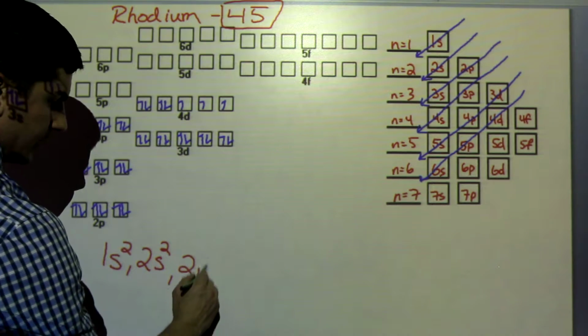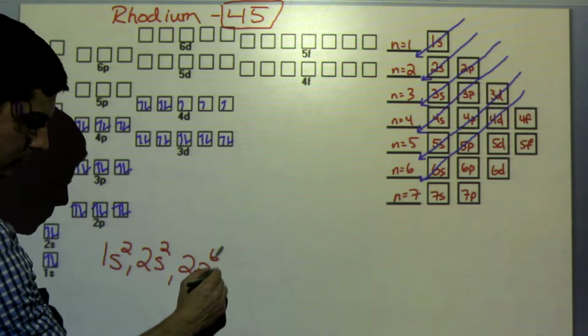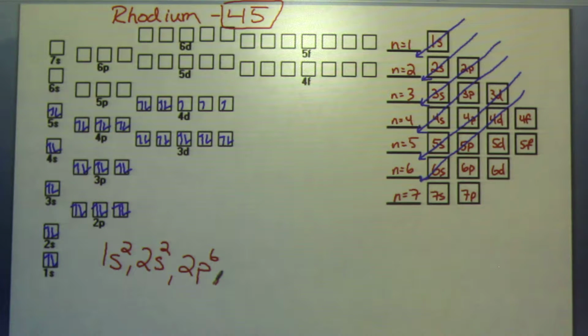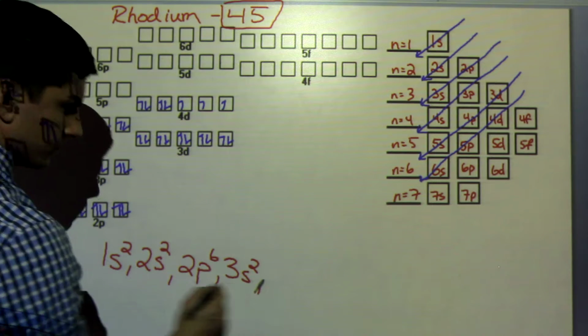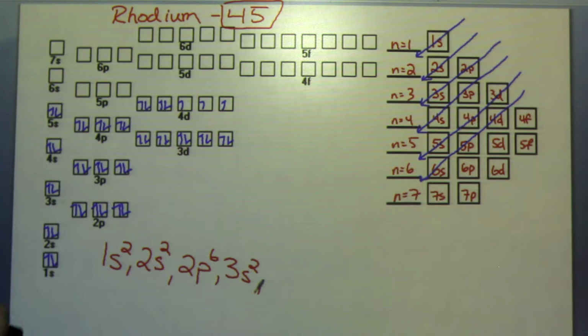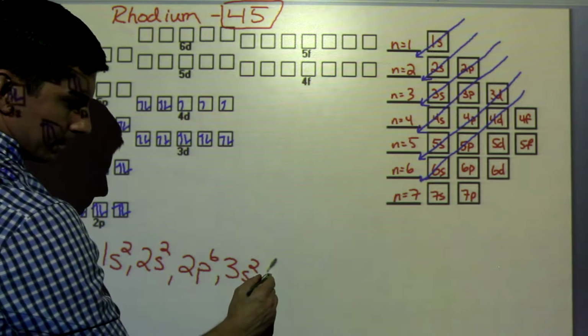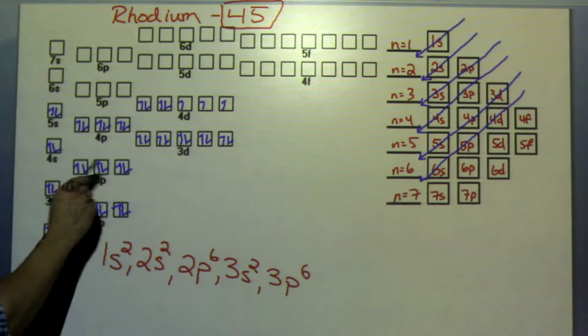After that, we went to 2p and 3s. So 2p, and how many did we put in 2p? 1, 2, 3, 4, 5, 6. After that, we went to 3s. Okay, so we have our 3s2. After that, we went to 3p. And we put 6 electrons in there.